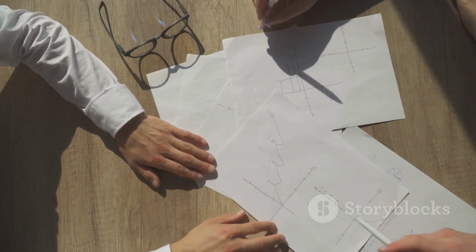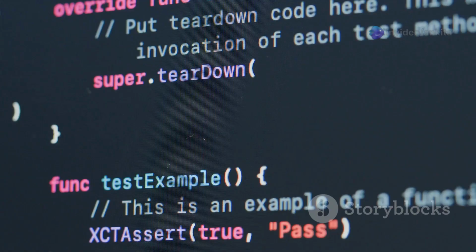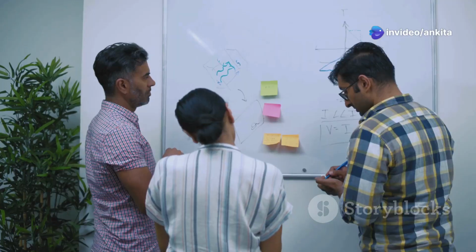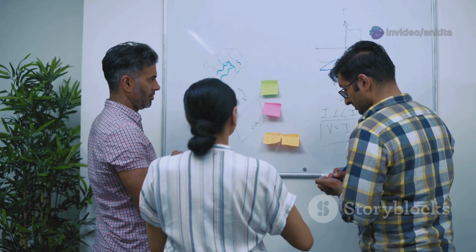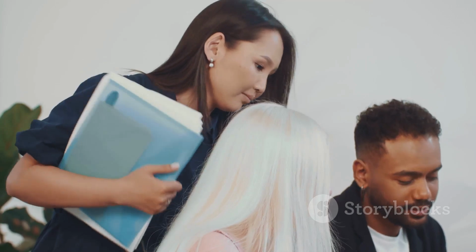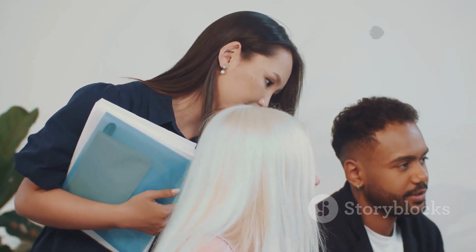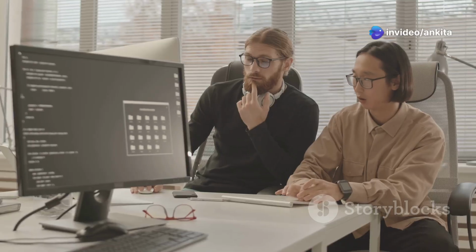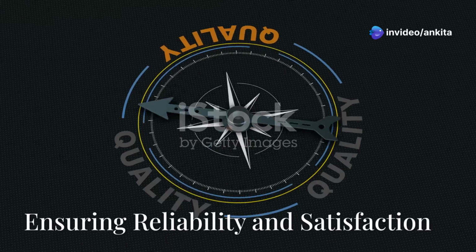QA is about making sure we are doing things the right way. Testing is about making sure the thing we built works the right way. Both are absolutely essential for delivering high-quality software. They work together. Strong QA processes make testing more effective, and effective testing provides feedback that can improve QA processes. They are two sides of the same quality coin.